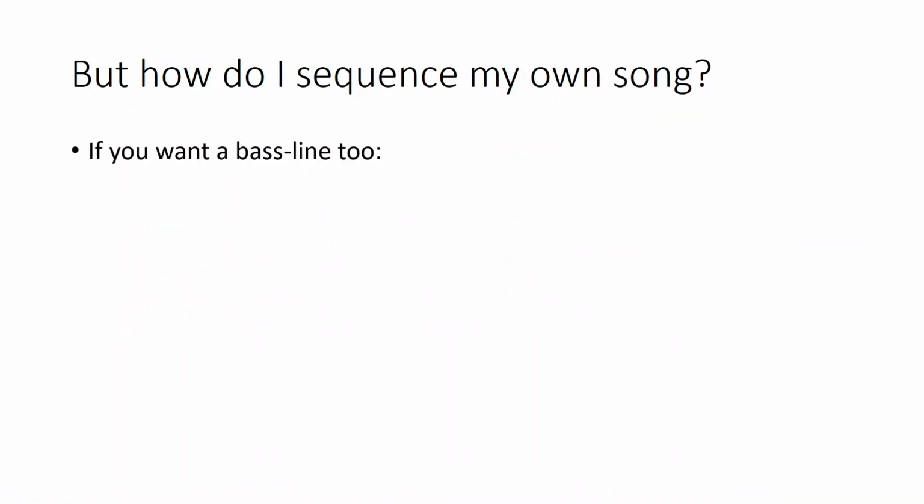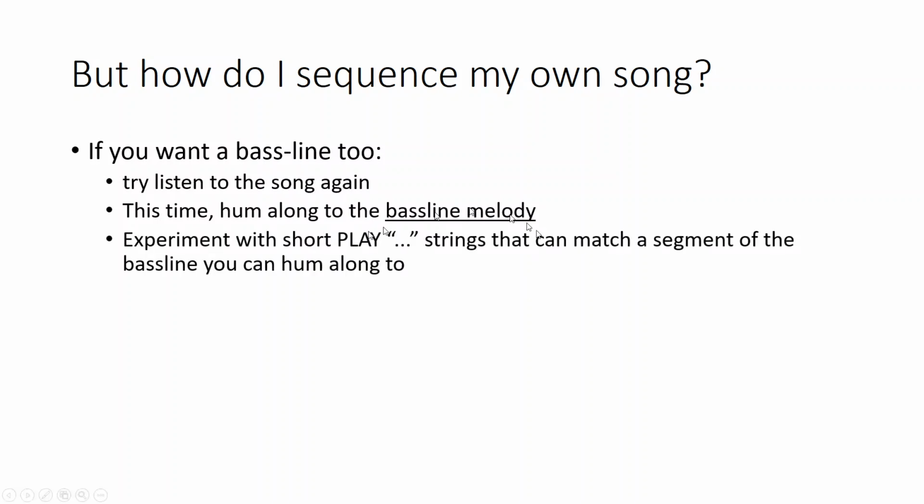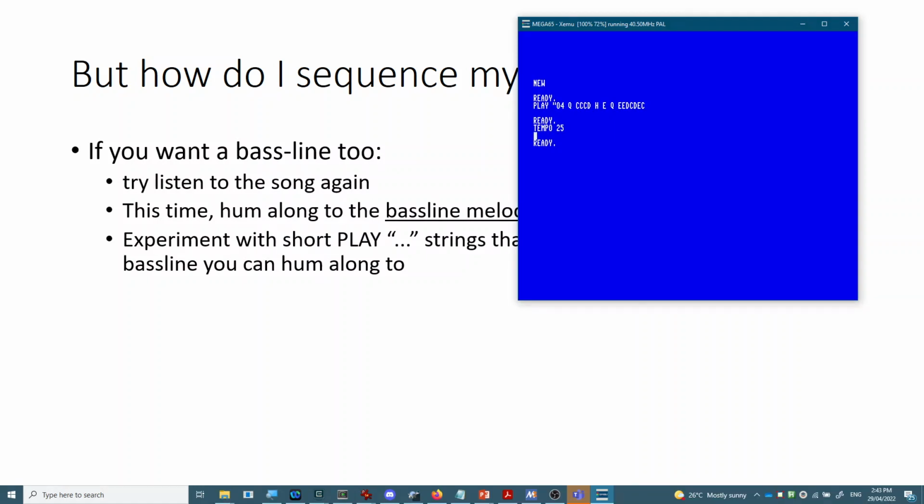Then if you want to do a bass line as well, try and listen to the song again, but this time listen to the lower notes played by the lower sounding bass instruments and catch those bass line melodies. You're basically doing the same thing again. Use the play command, put short little strings in there and try and match that bass line melody that you're humming along to. So maybe you want to do You Can't Touch This by MC Hammer. I tried this earlier, it was tough to nut out.